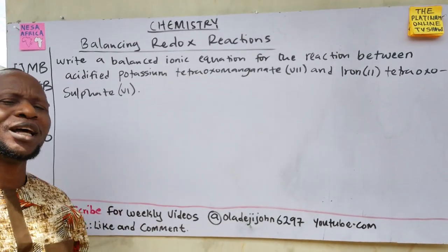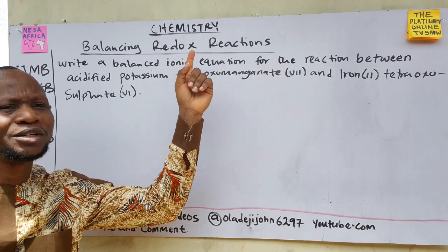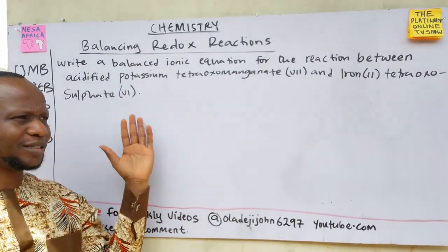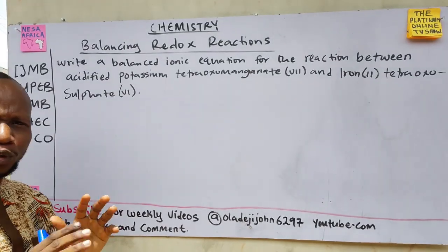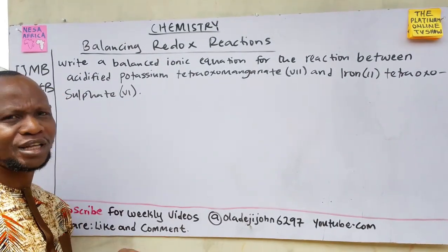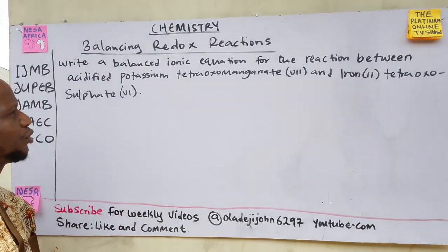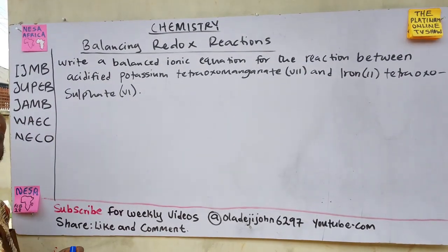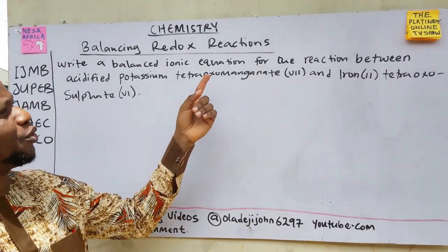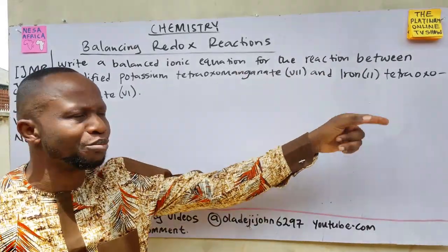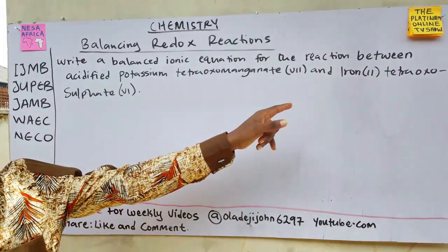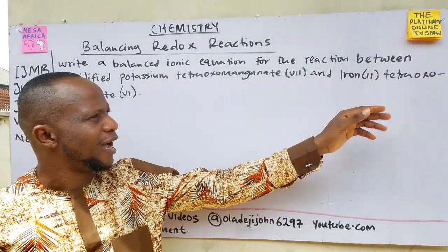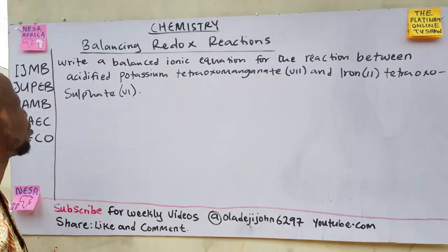Today we'll be looking at balancing redox reactions. This is a topic in chemistry that students dread a lot, so today we'll look at quick steps of balancing redox reactions. The question says: write a balanced ionic equation for the reaction between acidified potassium tetraoxomanganate(VII) and iron(II) tetraoxosulfate(VI).